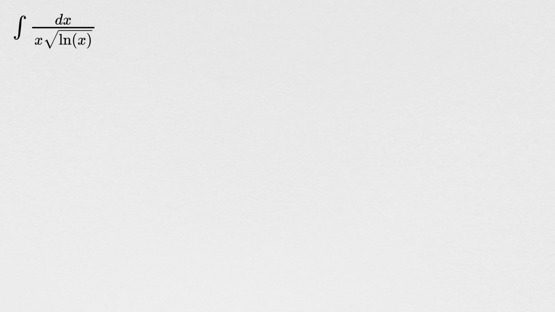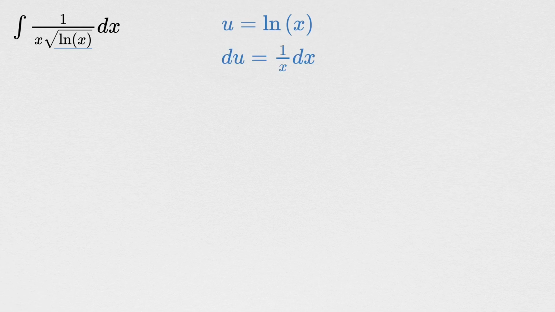Integrate dx divided by x times the square root of ln x. First, let's make an aesthetic choice and get rid of this dx by moving it off to the side as the integral gods intended. Then we'll make the usual guess that u will be the expression under the radical, so u equals ln x, du equals 1 over x dx, and dx equals x du.